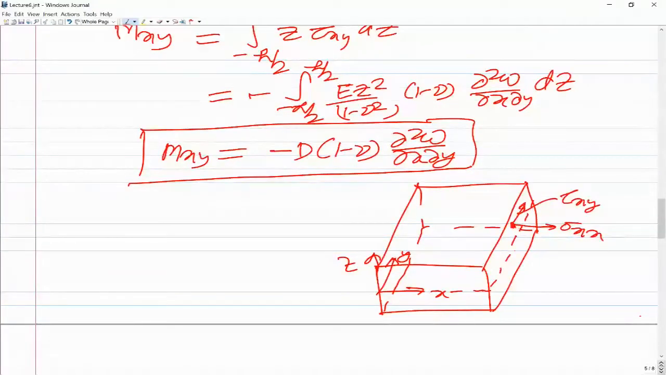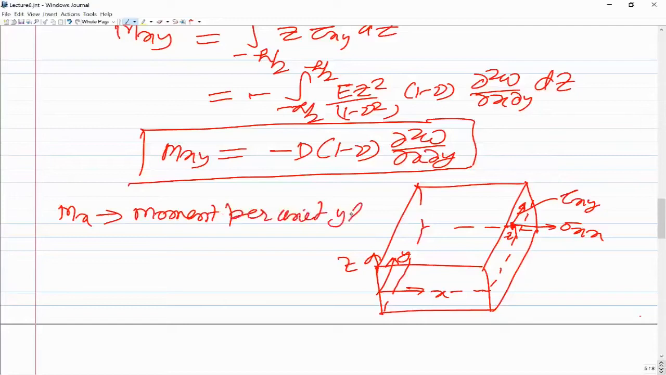Then you are taking this distance dz, so dz into sigma xx, and then multiplying by this distance z. The distance from here to this point is z. When you multiply sigma xx with z, it gives you a moment about the positive y-axis. So the interpretation of mx, the expression I have already written, is the moment per unit y length about the positive y axis.